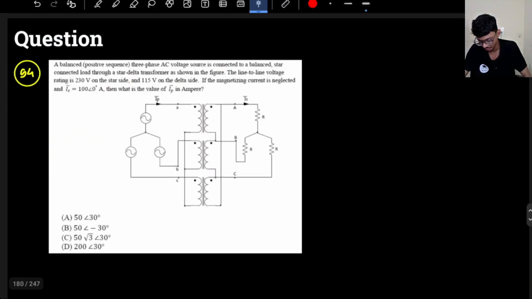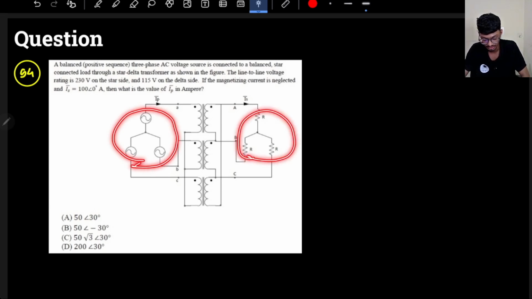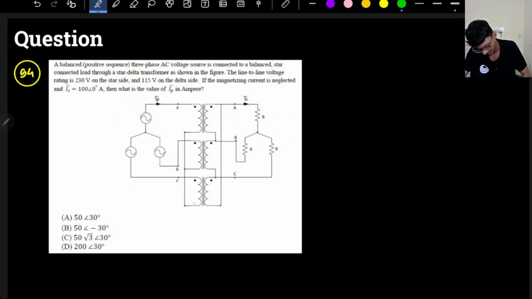In this question, a balanced positive sequence 3-phase AC voltage source is connected to a balanced star connected load through a star delta transformer. This is a balanced 3-phase star connected network, and this is a three-phase star connected load. So it is star to delta. How can I say it is star to delta? Because 3 points are shorted here and delta is here.